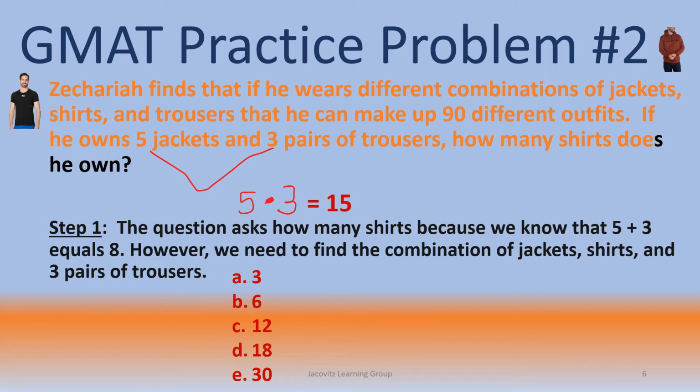Okay, for our last problem, this is just a practice problem. Number 2: Zechariah finds that if he wears different combinations of jackets, shirts, and trousers, he can make up 90 different outfits. So if he owns 5 jackets and 3 pairs of trousers, how many shirts does he own? Here's what's happening here. You have 90 different outfits. You have 5 times 3 pairs of trousers, which is 15.